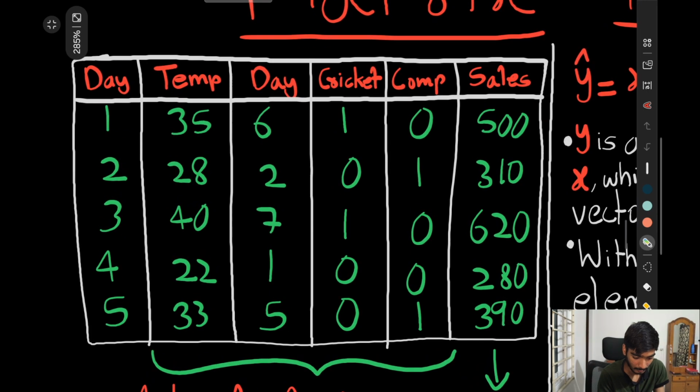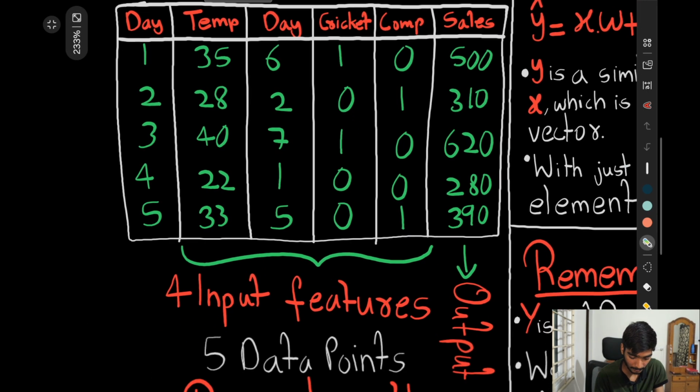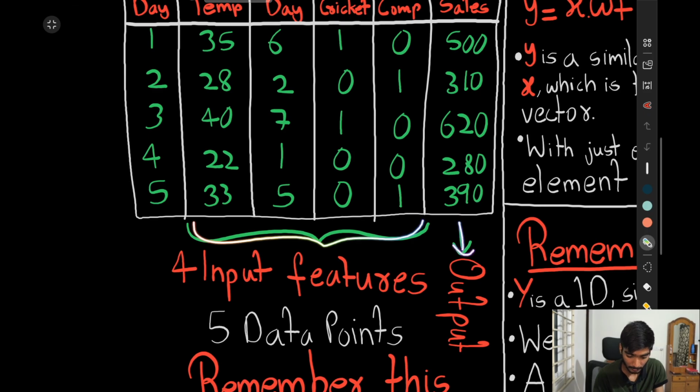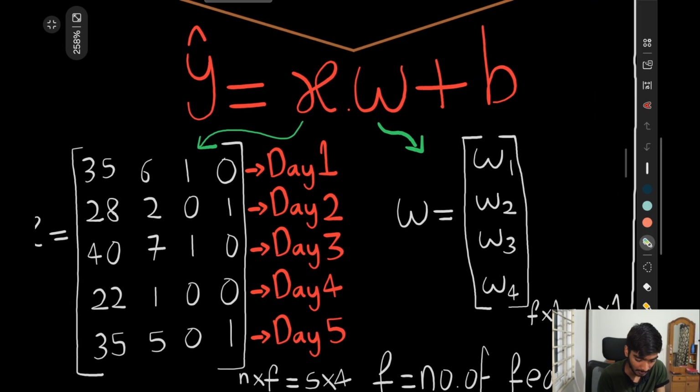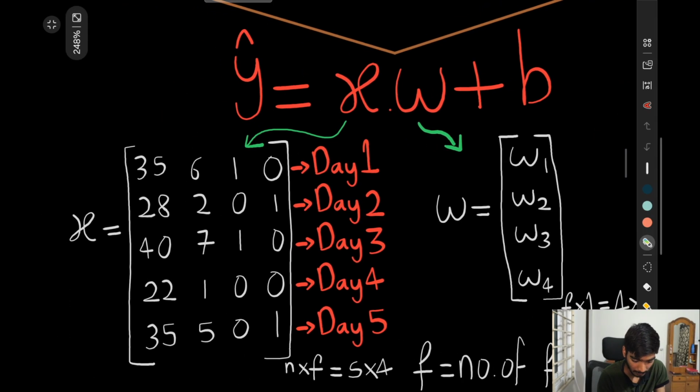Here we have 5 data points with 4 inputs and 1 output. Since x is the input matrix, we need to write the 4 input features as a matrix of x. The first row represents the inputs for day 1. Like on day 1, the temperature is 35 degrees Celsius. It's the 6th day of the week and there is a cricket match but no competitor's discount. Similarly, on the second day we have 28 degrees Celsius, the second day of the week, no cricket match but there is a competitor's discount. So these all represent the input features for all 5 days.